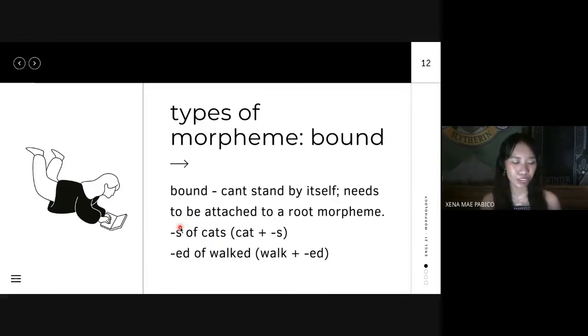Why is it a morpheme? Because in this case, the morpheme s, when attached to the root morpheme cat, changes the morpheme cat into its plural form. So in this case, the letter s acts as a morpheme, and its purpose is to change the grammatical function of the word cat to its plural form, cats. Okay? So they could be just one letter or two letters, but they change the root morpheme when it is attached to it.